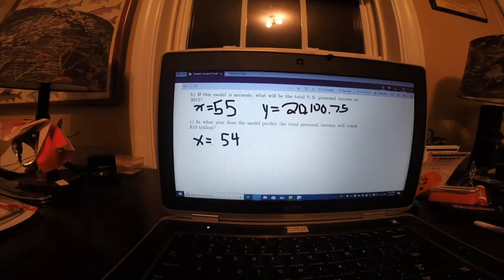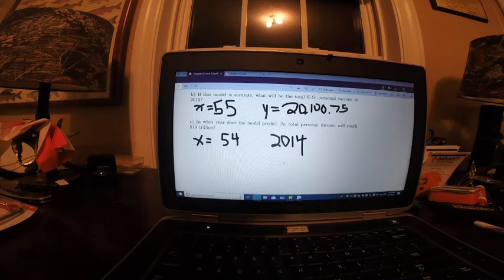If my x equals 54, that actually means that what I'm looking at here is year 2014. So the answer to part C should be 2014.